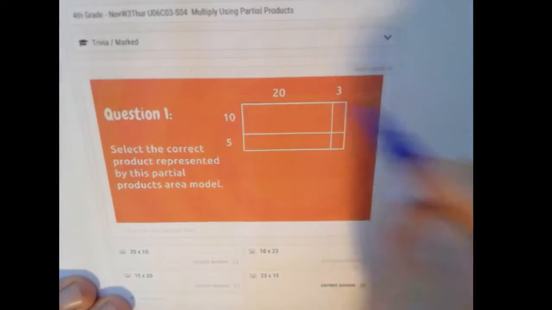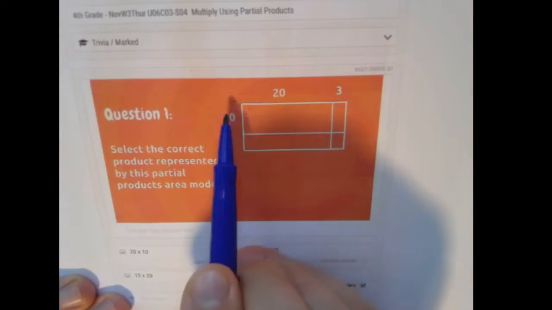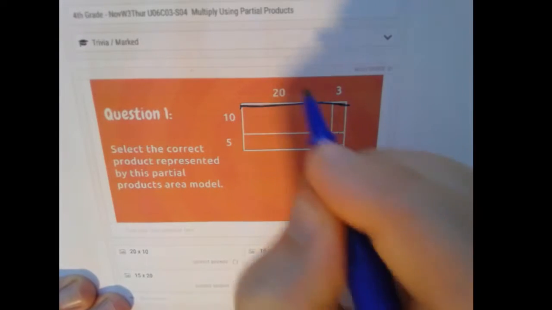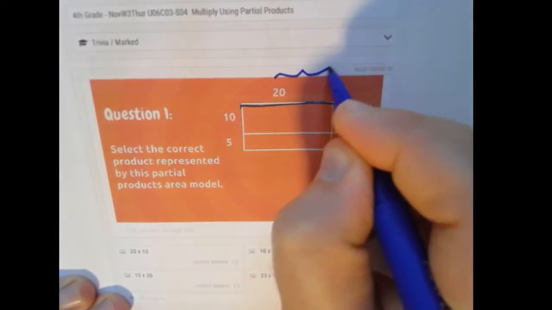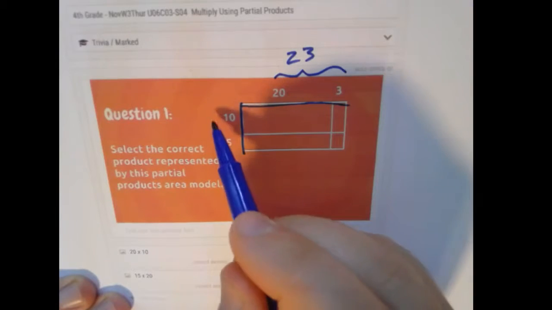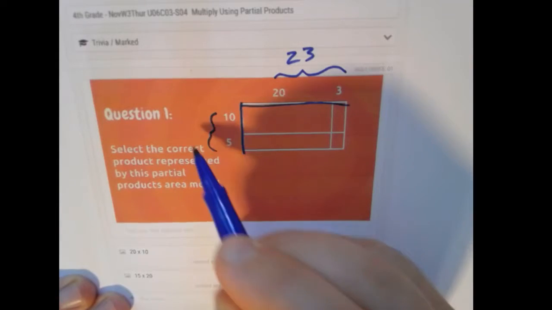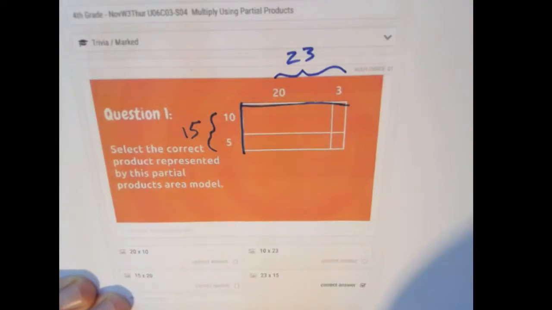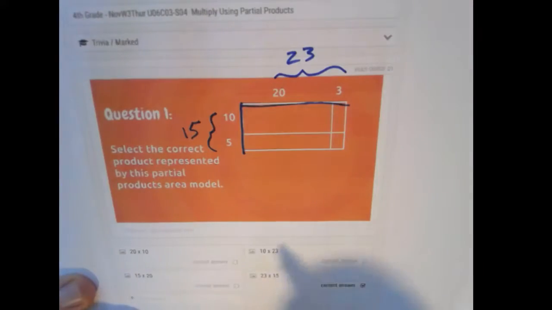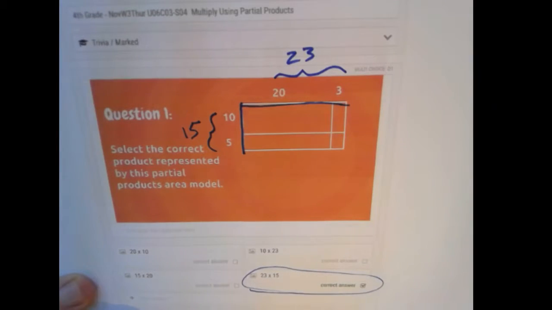So what is the whole width of this top large rectangle? That would be 20 plus 3, 23. Now what about the height over here? This would be 10 plus 5, or 15. So the area of the whole rectangle would be 15 times 23, or 23 times 15. And that's the one we're looking for.